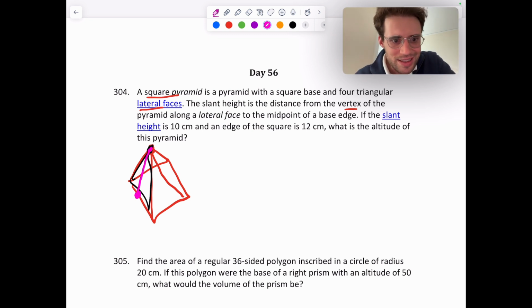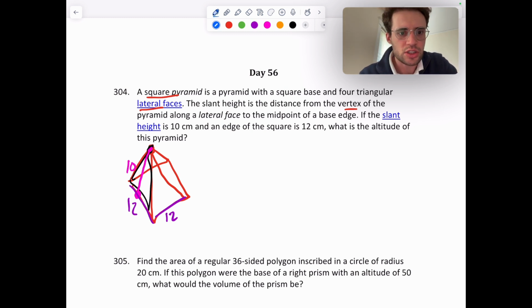The slant height is 10 centimeters and an edge of the square is 12 centimeters. So of the square, that's this down here, 12 by 12. What is the altitude of the pyramid? The altitude would be if you drop the vertex straight down to the middle of the base. The slant height will be longer, since it's not as direct as dropping straight down, but it will make a right triangle because the altitude is going to be perpendicular to the base.